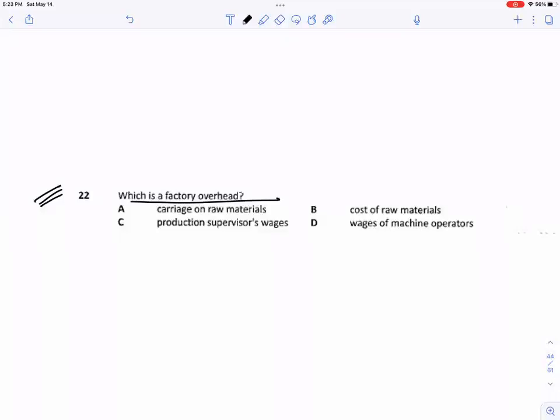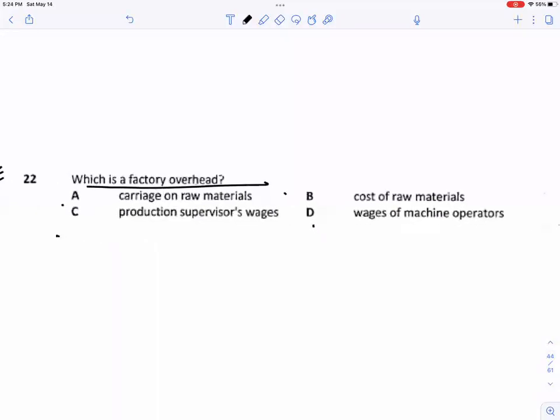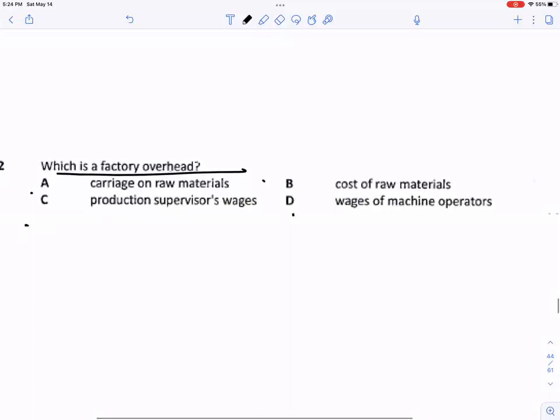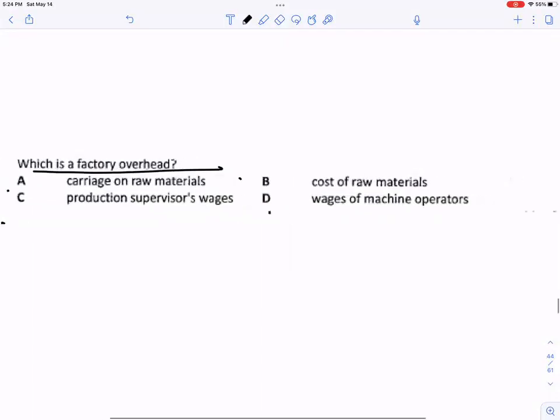Indirect stuff in the factory. Indirect wages, indirect. What? A, B, C, or D? It's B. No, sorry, C. This is raw material, direct material.